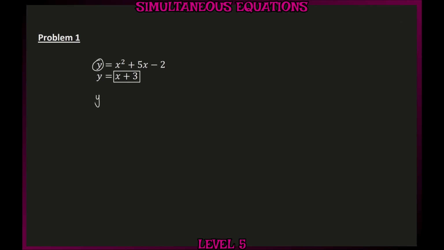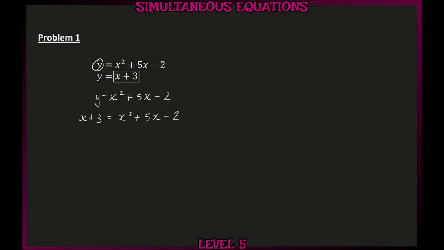So the first equation, y equals x squared plus 5x minus 2, becomes x plus 3, because we're substituting y for x plus 3, is equal to x squared plus 5x minus 2. And now we have a quadratic equation. And with quadratics, we always want to solve these equal to 0.